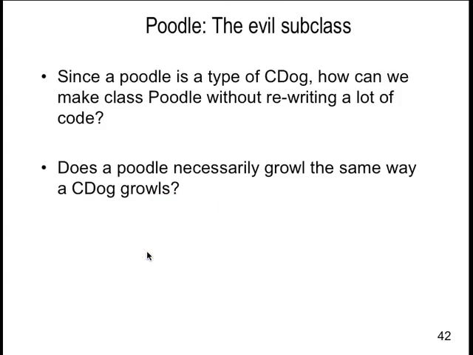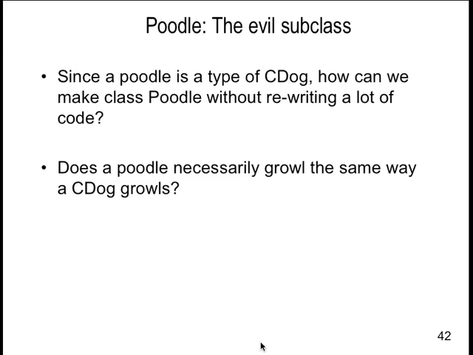So now we have a poodle. It's the evil subclass of dog, because poodles are evil. So, since a poodle is a type of CDog, how can we make a class poodle without rewriting a lot of the code? So now we're going to inherit. And unfortunately, this is an evil poodle inherited from a dog.